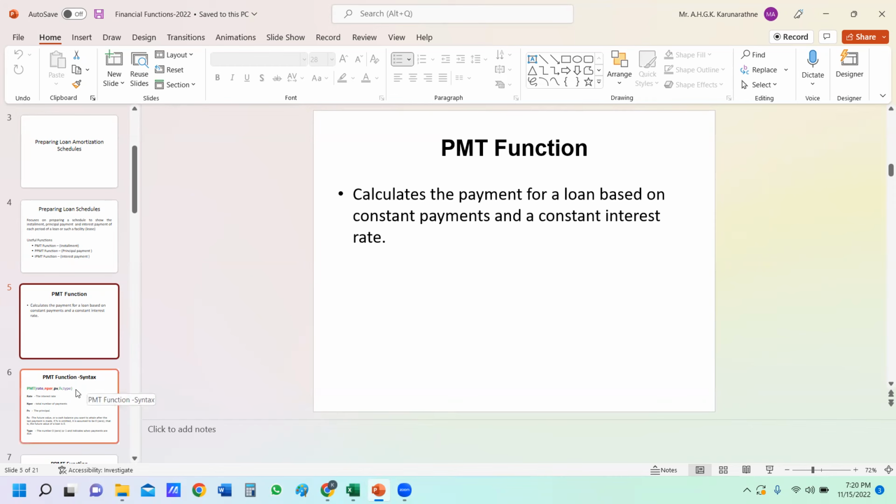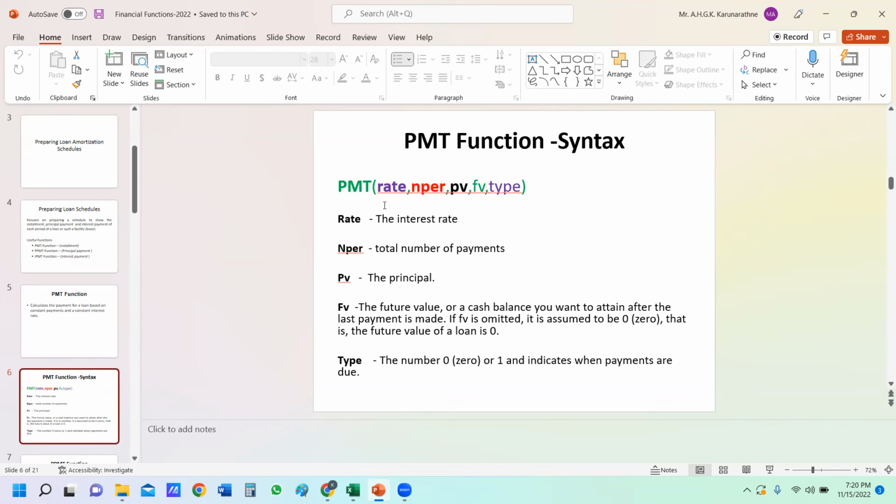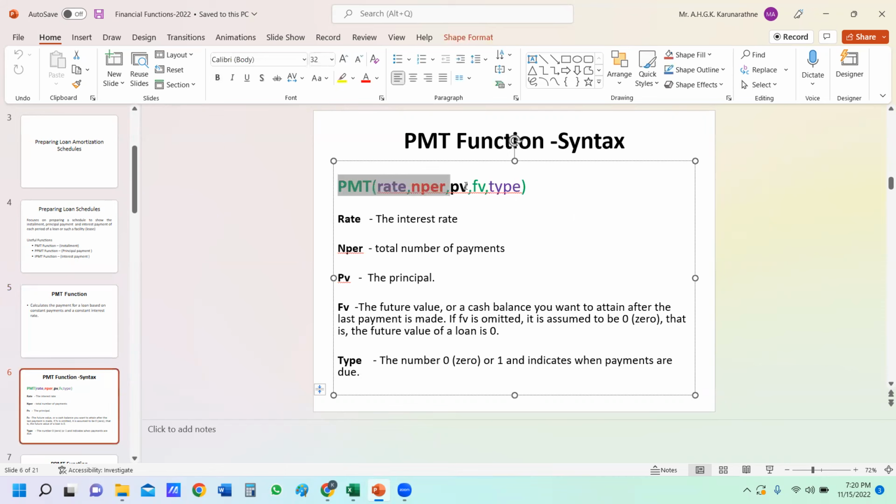Right. Let's see the syntax, or the relevant variables, in this PMT function. For the PMT function, you need to use rate. Rate means the applicable lending rate from the borrower's point of view. Borrowing rate. Rate means the borrowing rate.